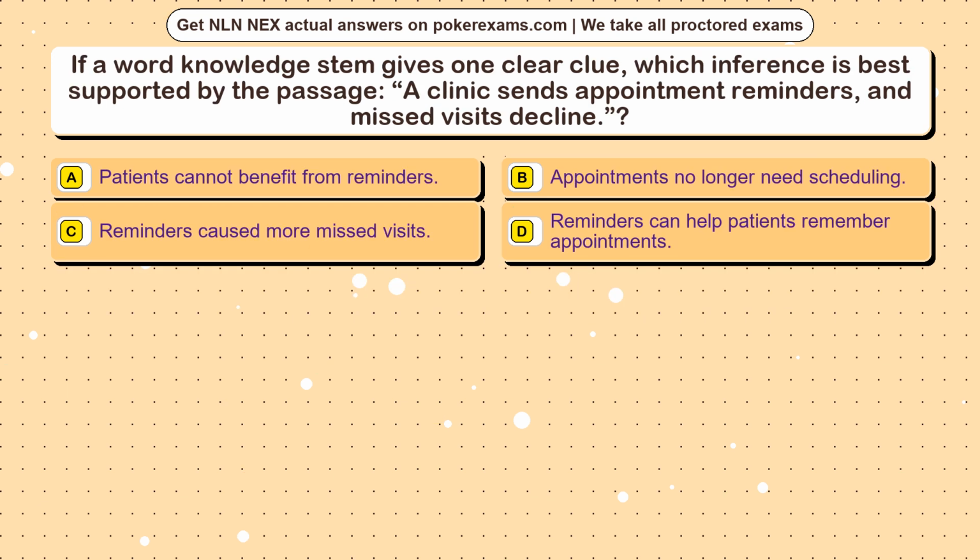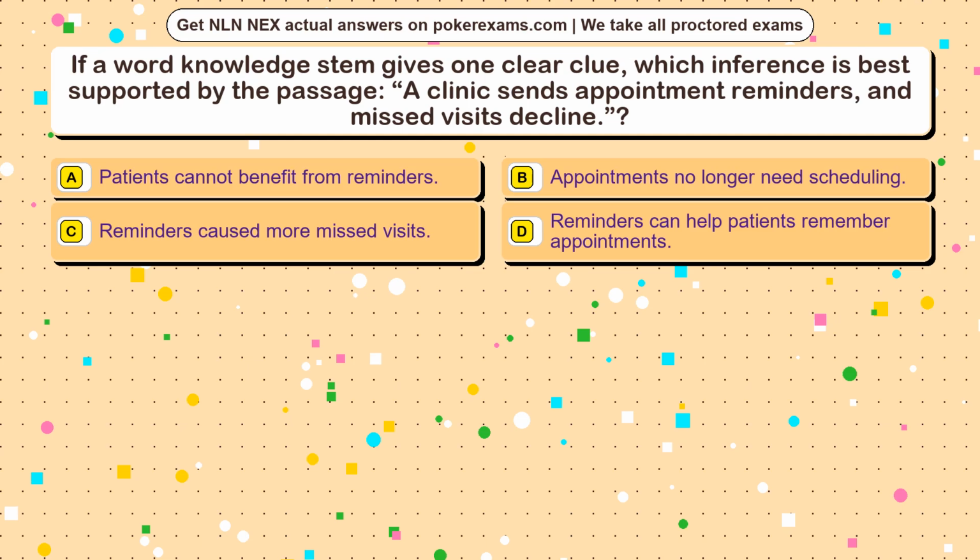Question 4. If a word knowledge stem gives one clear clue, which inference is best supported by the passage? A clinic sends appointment reminders, and missed visits decline. Option A, patients cannot benefit from reminders. Option B, appointments no longer need scheduling. Option C, reminders caused more missed visits. Option D, reminders can help patients remember appointments.